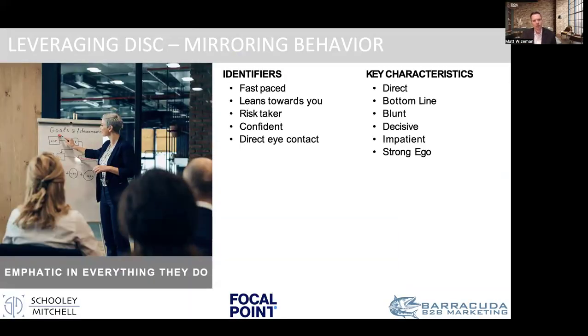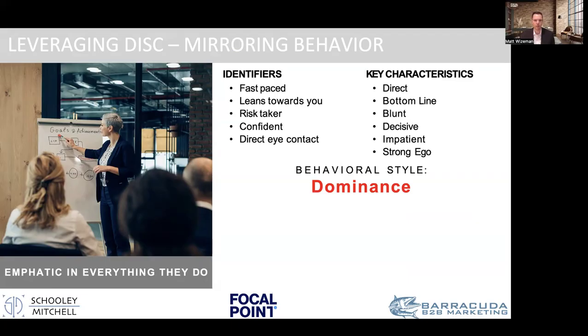Let's say you're selling to someone who displays the characteristics on this slide. This individual looks you in the eye. They strike you as extremely confident. They move along quickly. They may even seem a bit impatient when you call them on the phone or during a meeting. This person's primary behavioral style is dominance. They score high in dominance. We refer to that person as a high D.